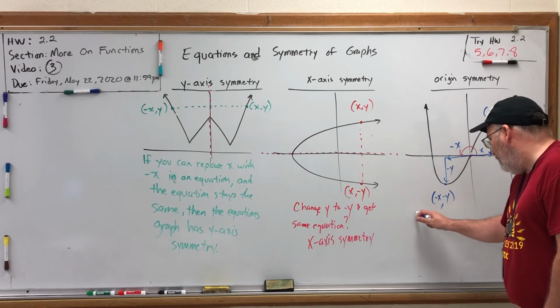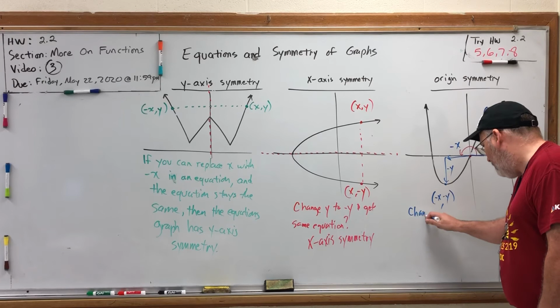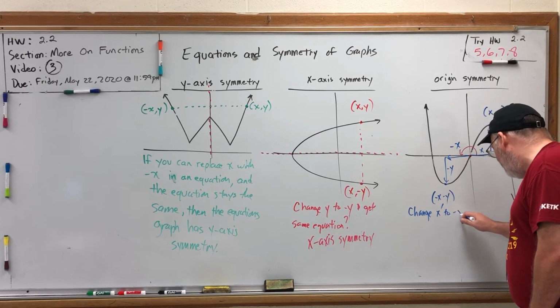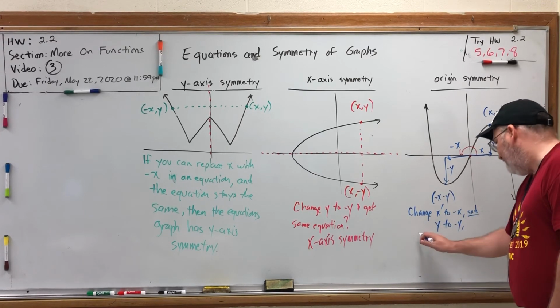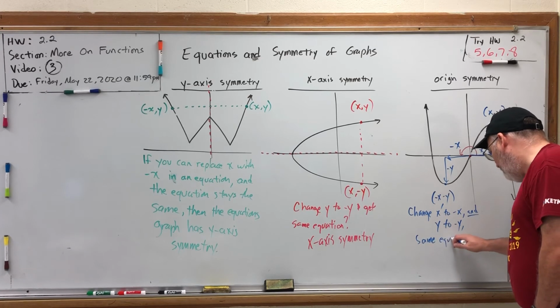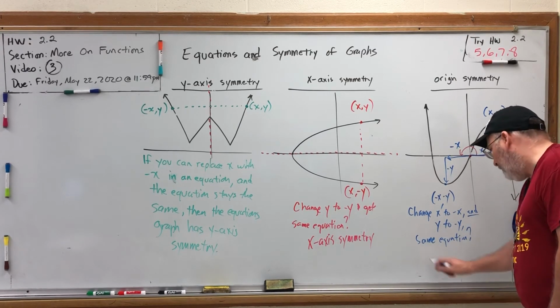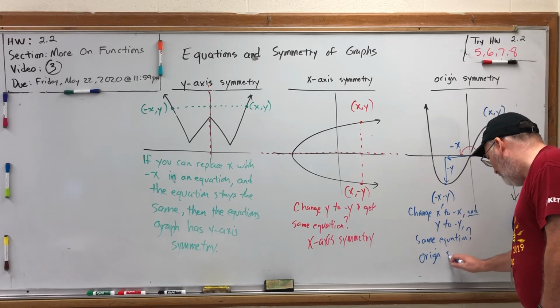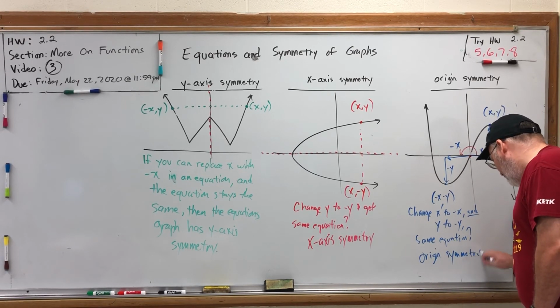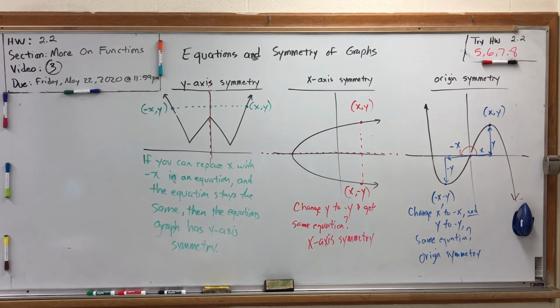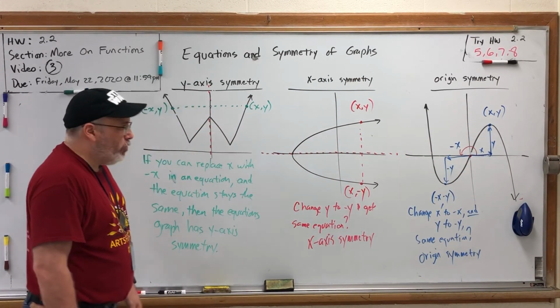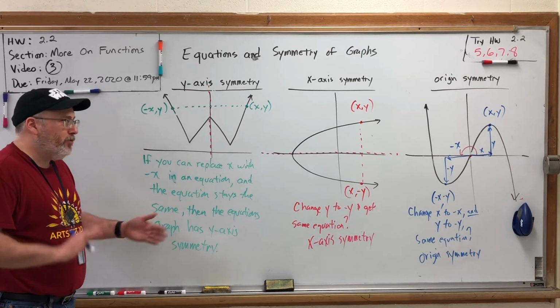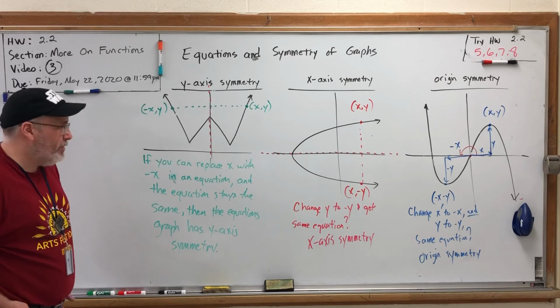So the test that we're going to use is if we change x to negative x and y to negative y and get the same equation, then the conclusion is that there is origin symmetry. So in the next video, we're going to actually look at equations and answer, do you have y-axis symmetry, do you have x-axis symmetry, or do you have origin symmetry, by replacing one or both letters with their opposites and seeing if we get the same equation back.